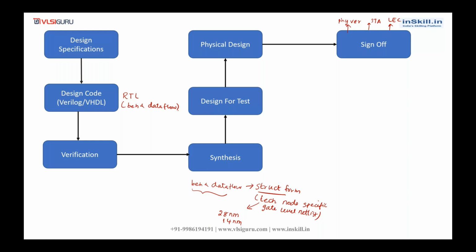STA is nothing but, as its name suggests, static timing analysis. It is a method of validating the timing performance of a design by checking all possible paths for timing violations. There will be various timing paths in our design, and all the timing paths will be validated to see whether there are any timing violations or not. So that is what STA is.